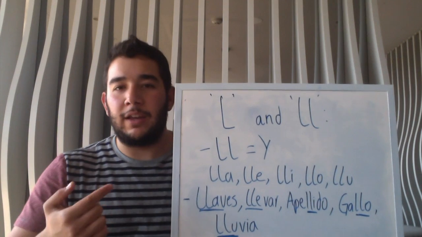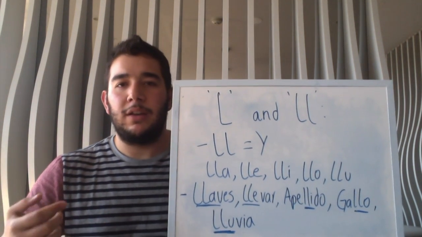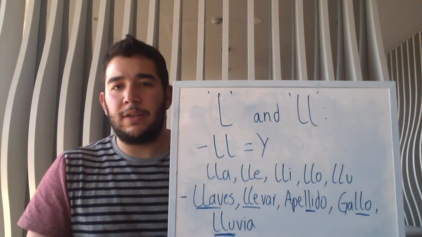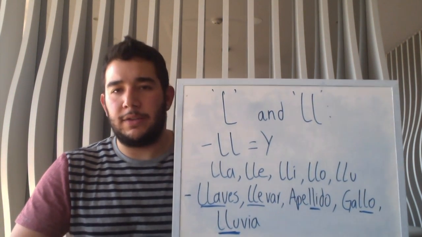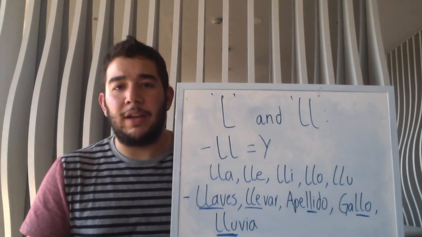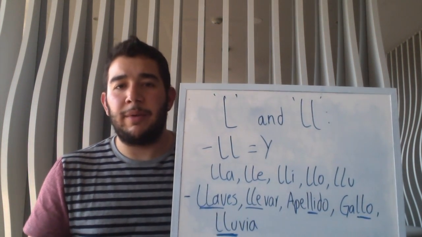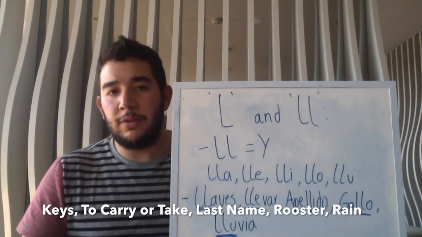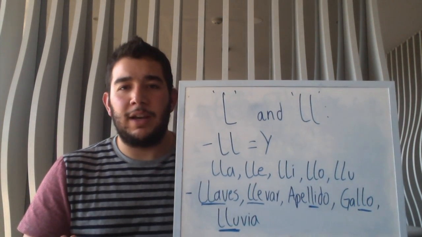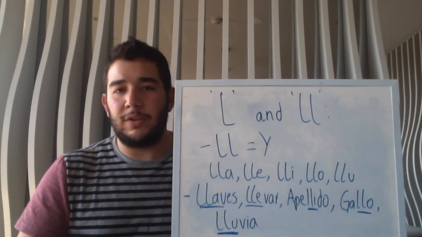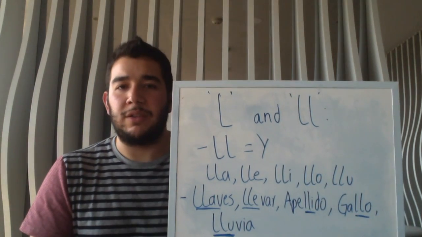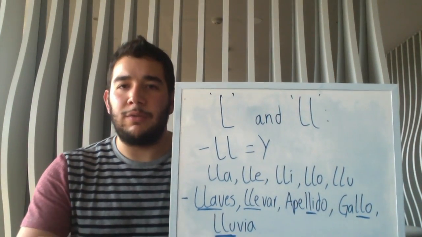So when we have double L and A, it'll be ja, je, ji, jo, and ju. It'll sound the same as when we have YA and so on. Words that you may see having double L would be like llaves, llevar, apellido, gallo, and lluvia. And in that case, notice how you don't say L, you say the Y sound whenever you pronounce them. So just pay attention whenever you see it written.